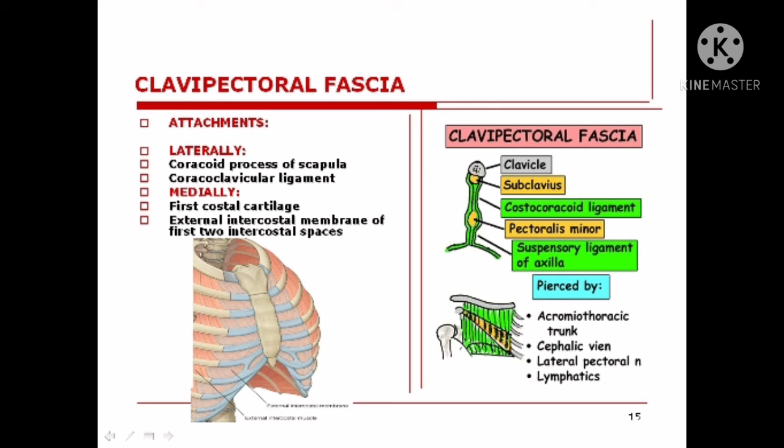These are the investments of the double fold of the clavipectoral fascia. Now the attachments of the clavipectoral fascia. Laterally the clavipectoral fascia is attached to the coracoid process of the scapula and the coracoclavicular ligament, and medially to the first costal cartilage and the external intercostal membrane of the first two intercostal spaces. The external intercostal membrane is a membrane present between the costal cartilages on both sides toward the sternum bone.